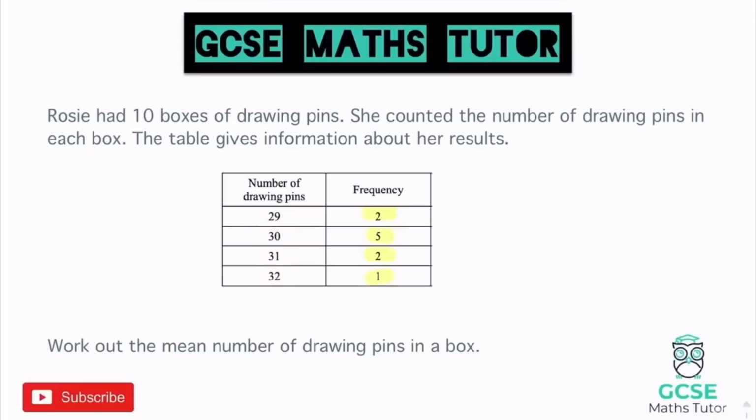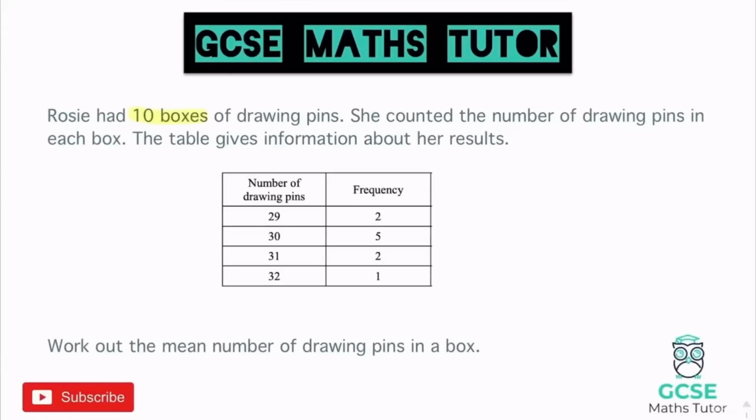Now we know, hopefully, that when we're working out the mean, you add up the total of all the different boxes of drawing pins here, and we divide by how many boxes there are. And this question's nice, it actually tells us that there's 10 boxes. So we know that we just need to get the total and divide by 10. Now obviously this information is within a table, so we don't have our normal list, although we could actually imagine what we would do if we had a list.